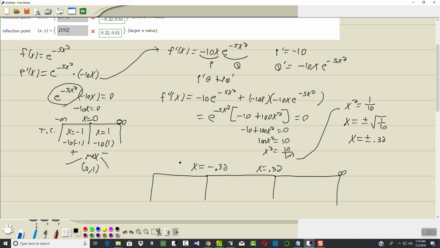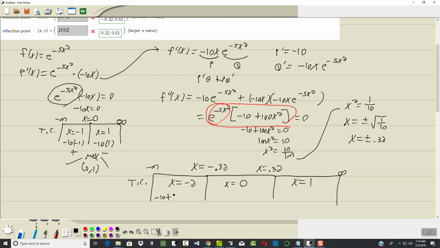Clear over here is positive infinity, clear over here is negative infinity. We want to pick test cases. Something less than negative 0.32 like negative 2. Something between negative 0.32 and 0.32 like 0. And something greater than 0.32 like 1. We want to plug these into our second derivative, which is right here. Don't really need to plug into this first part though, because that's always positive. So we just plug it in this piece.